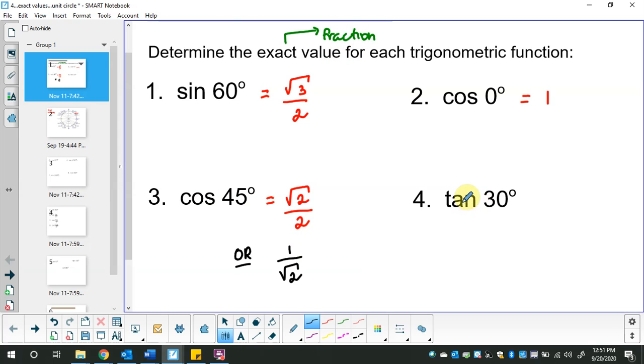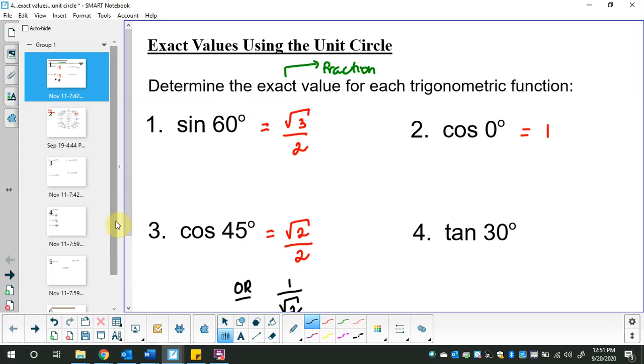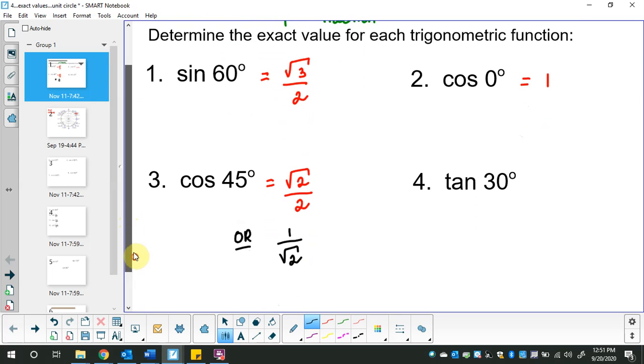So now we get to a challenging question, and that is the tan of 30 degrees. And if I refer back to my unit circle, there is no tan coordinate. There's only an x and a y representing cos theta and sine theta respectively. So this is where we need to figure out a replacement. And this is where we have to refer back to our trig identity sheet.